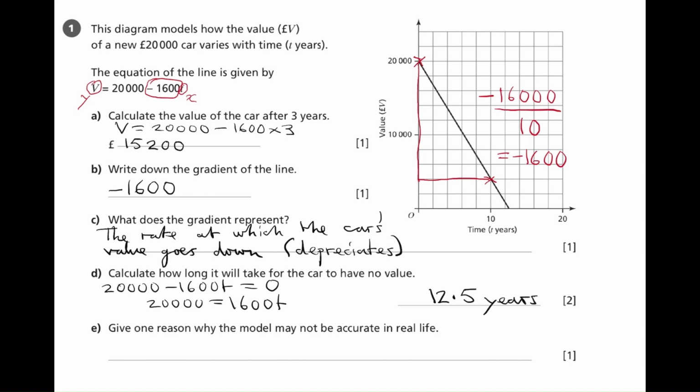And finally, in part E, we have to give a reason why this model might not be accurate. One of the things we might notice is that the car is supposedly worthless after 12.5 years, but in reality, a car is pretty unlikely to become completely worthless. So we could give that as a possible reason. Car is unlikely to become completely worthless.